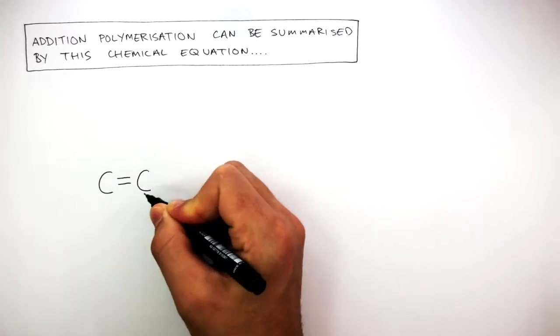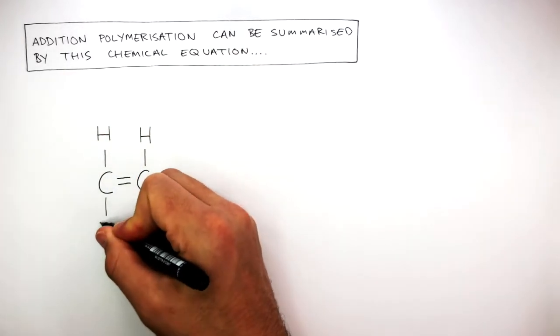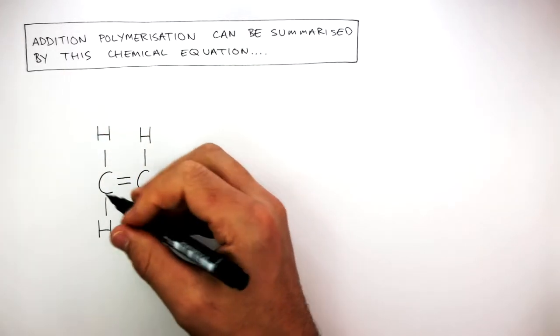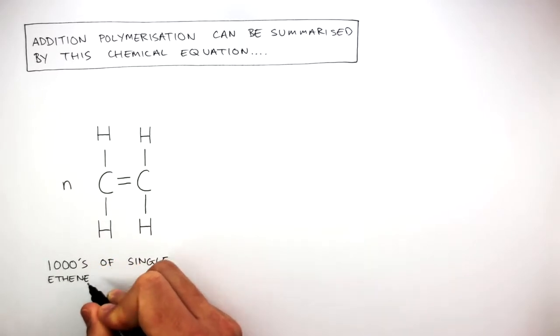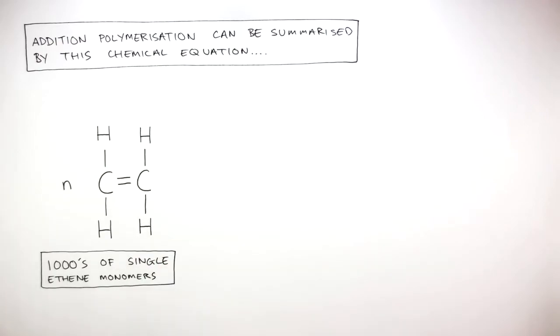First, we have to draw the displayed formula of the ethene molecule, and then we write an n, which represents the number of ethene molecules involved in the chemical reaction. The n represents the thousands of single ethene monomers involved in the reaction.